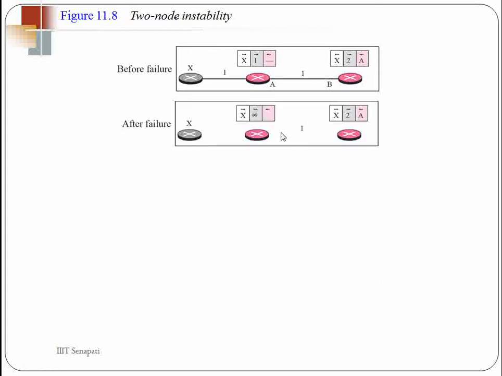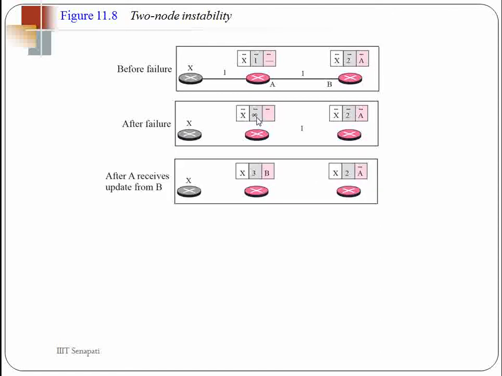Now the failure occurred. There is no link between A and X. So what happened? The cost from A to X is infinity. And the cost from B to X was 2 through A, right? Now this information was passed to B.